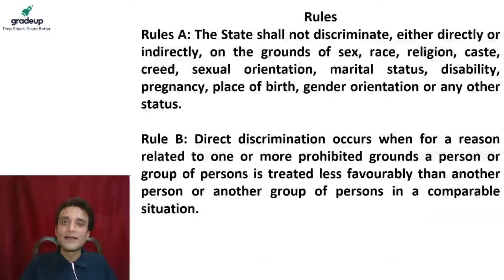Rule A says the state shall not discriminate either directly or indirectly on the grounds of sex, race, religion, caste, creed, sexual orientation, marital status, disability, pregnancy, place of birth, gender orientation, or any other status. That's what Rule A says. Rule B says direct discrimination occurs when, for a reason related to one or more prohibited grounds, a person or group of persons is treated less favorably than another person or another group of persons in a comparable situation. That's what Rule B says.